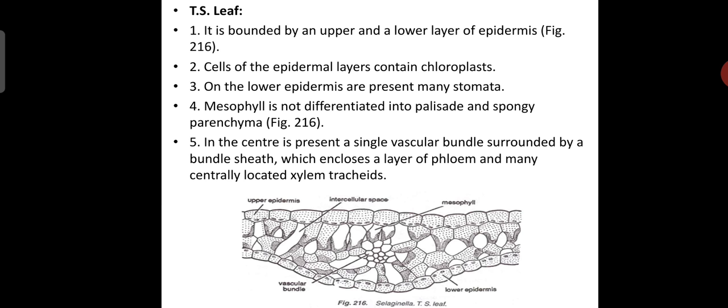So this is the morphology of the stem, rhizophore, root and the leaf. In the next class, we are going to discuss reproduction of Selaginella. Thank you.